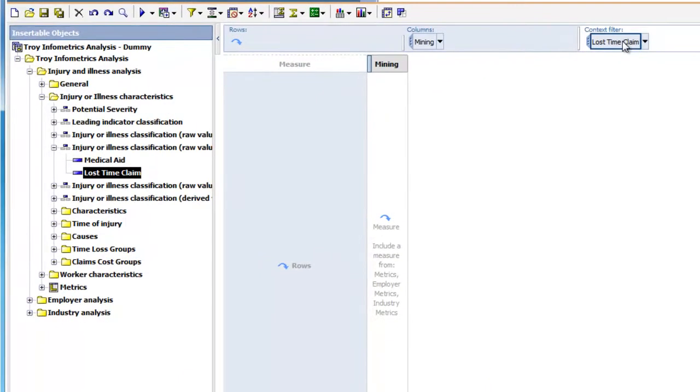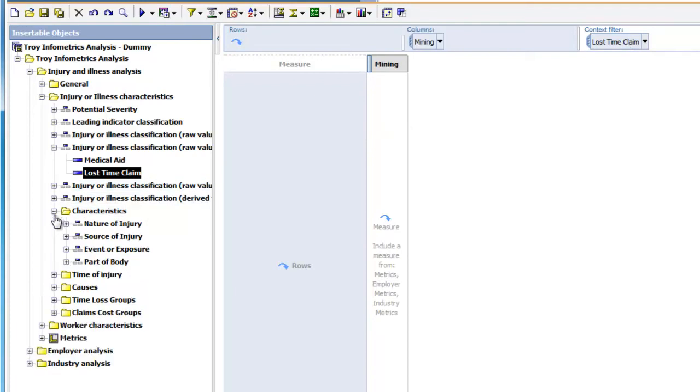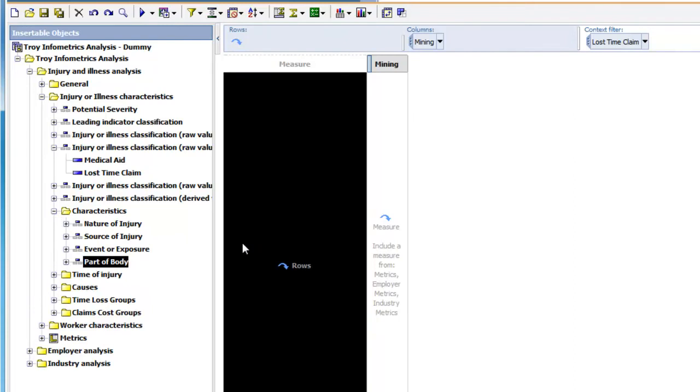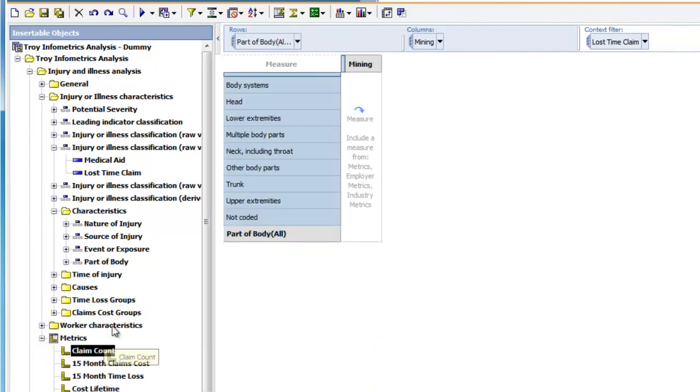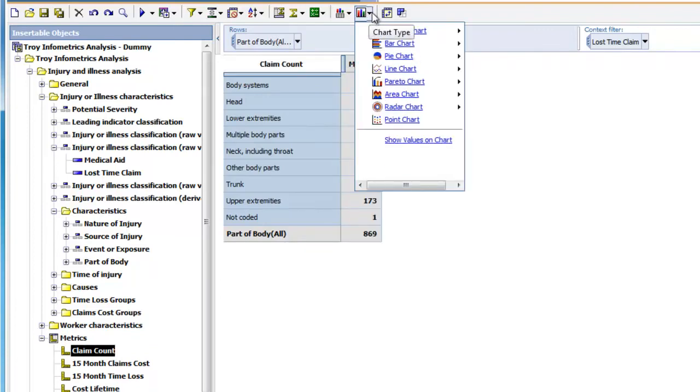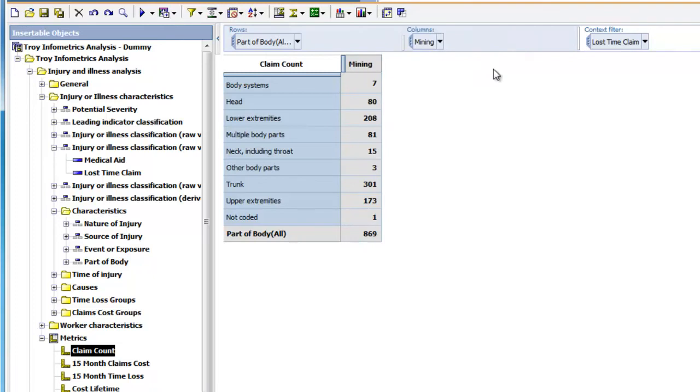In this demo, we want to explore back injuries. And for the purposes of this demo, we will limit the injuries considered to lagging indicators involving time loss. As a first step, let's investigate whether back injuries are in fact an issue in the mining industry by looking at all lost time claims which have occurred by part of body injured. Adding a column chart makes the information easy to visualize.